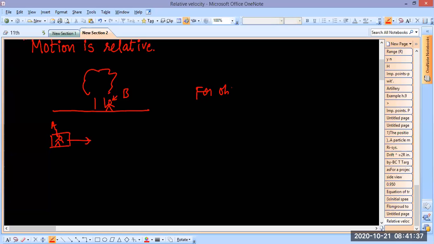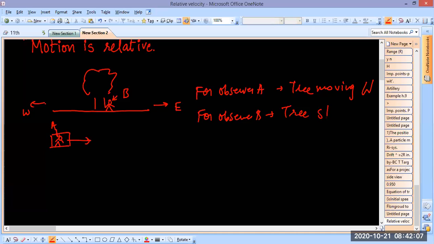So for observer A, the tree will be moving, correct? And in which direction? Suppose this is east and this is west. Then for observer A, the tree is moving west. I'll just repeat it very quickly. For observer B, the tree is stationary, right?